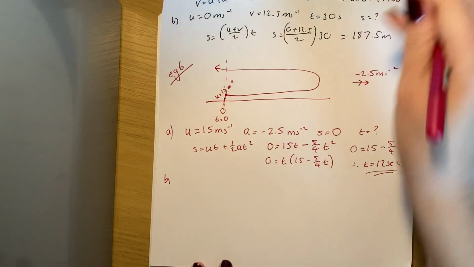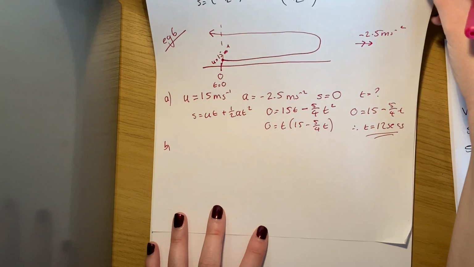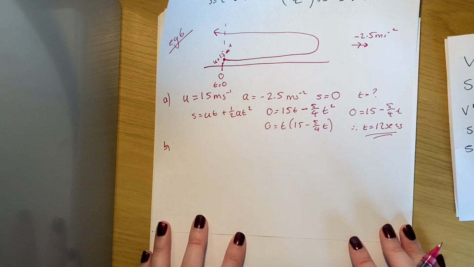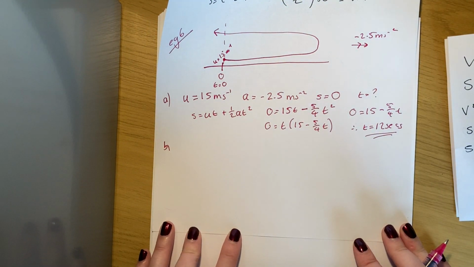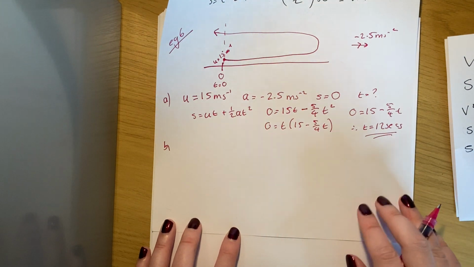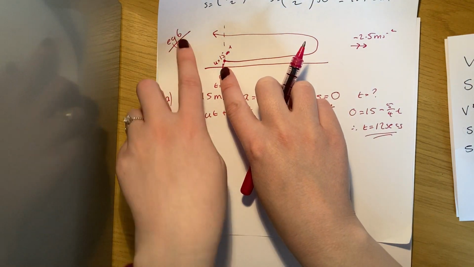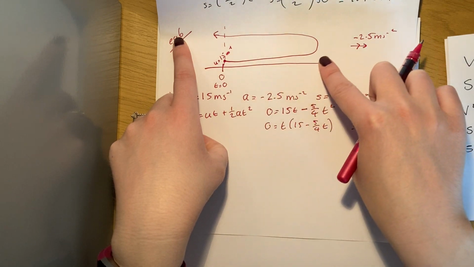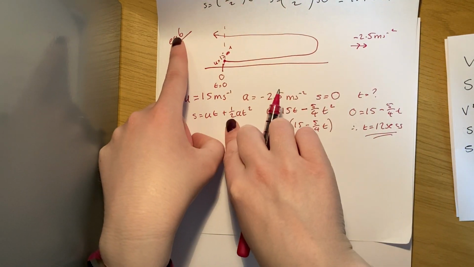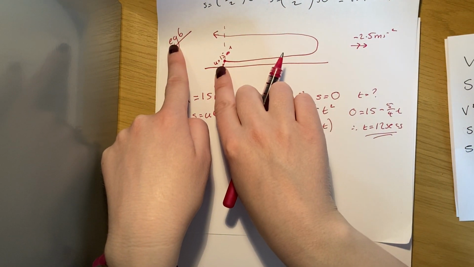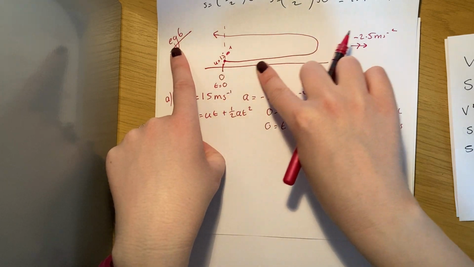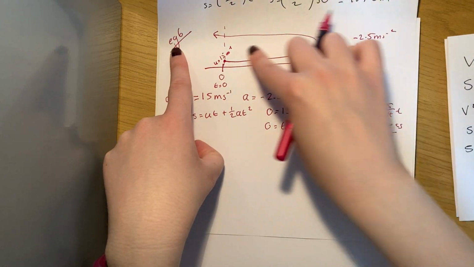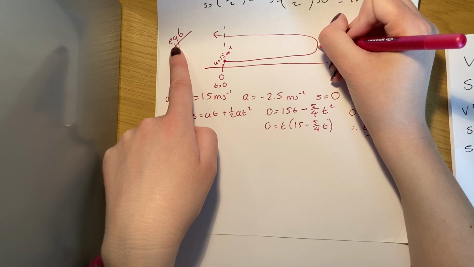Part B. Find the total distance travelled by P during this time. So we know that P has gone out and then back again. So for the total distance, we need to work out how far out it's gone and then how far back it's gone.